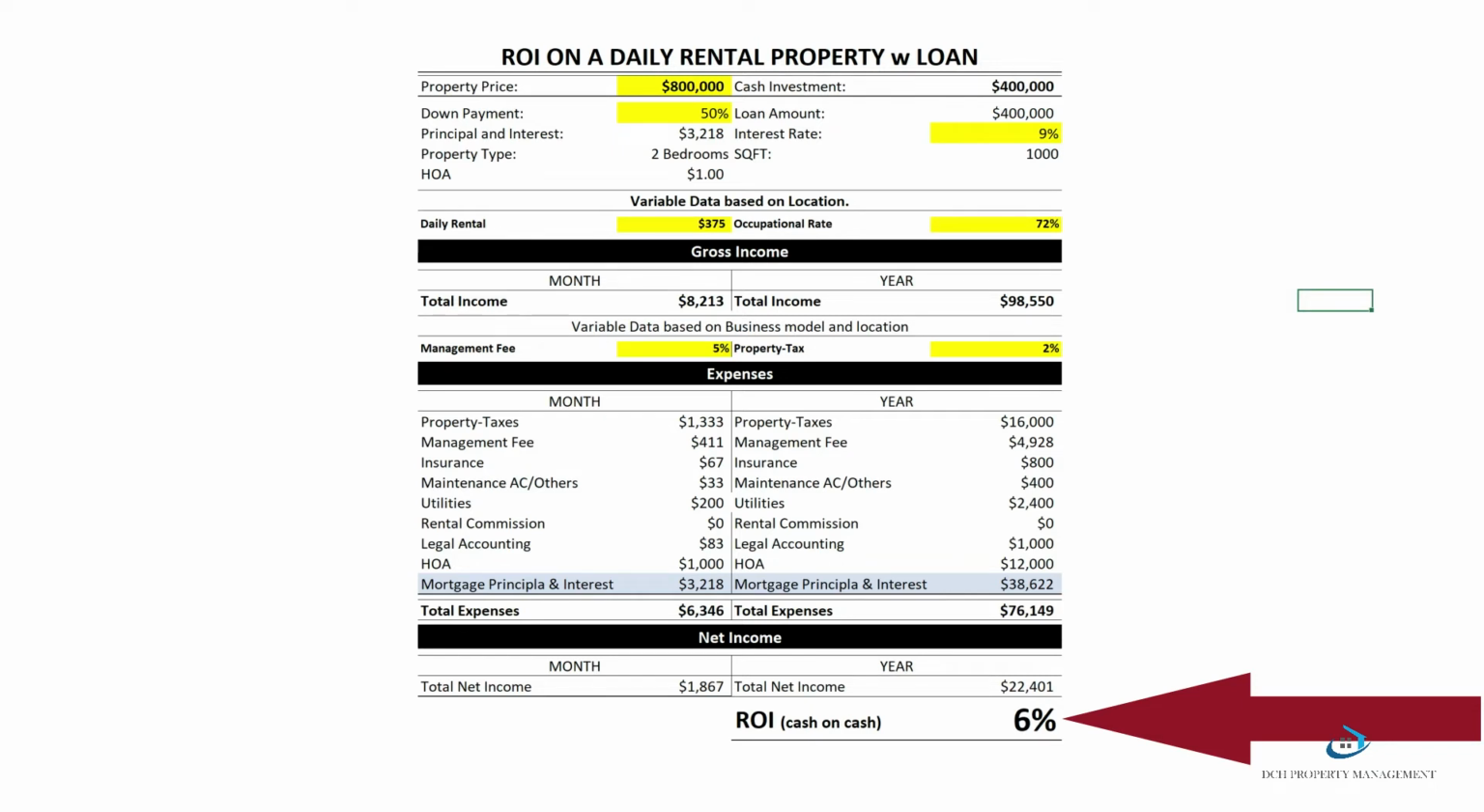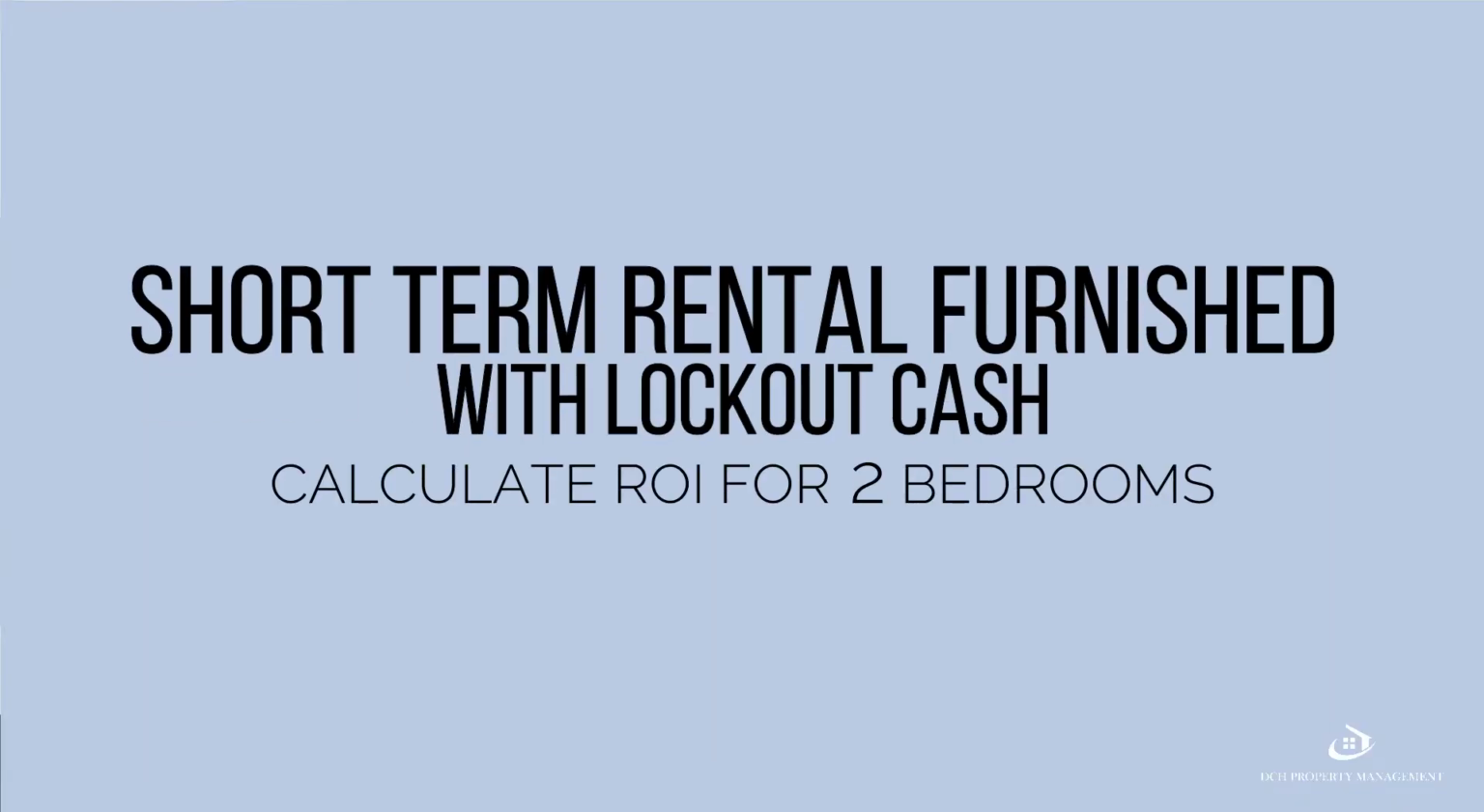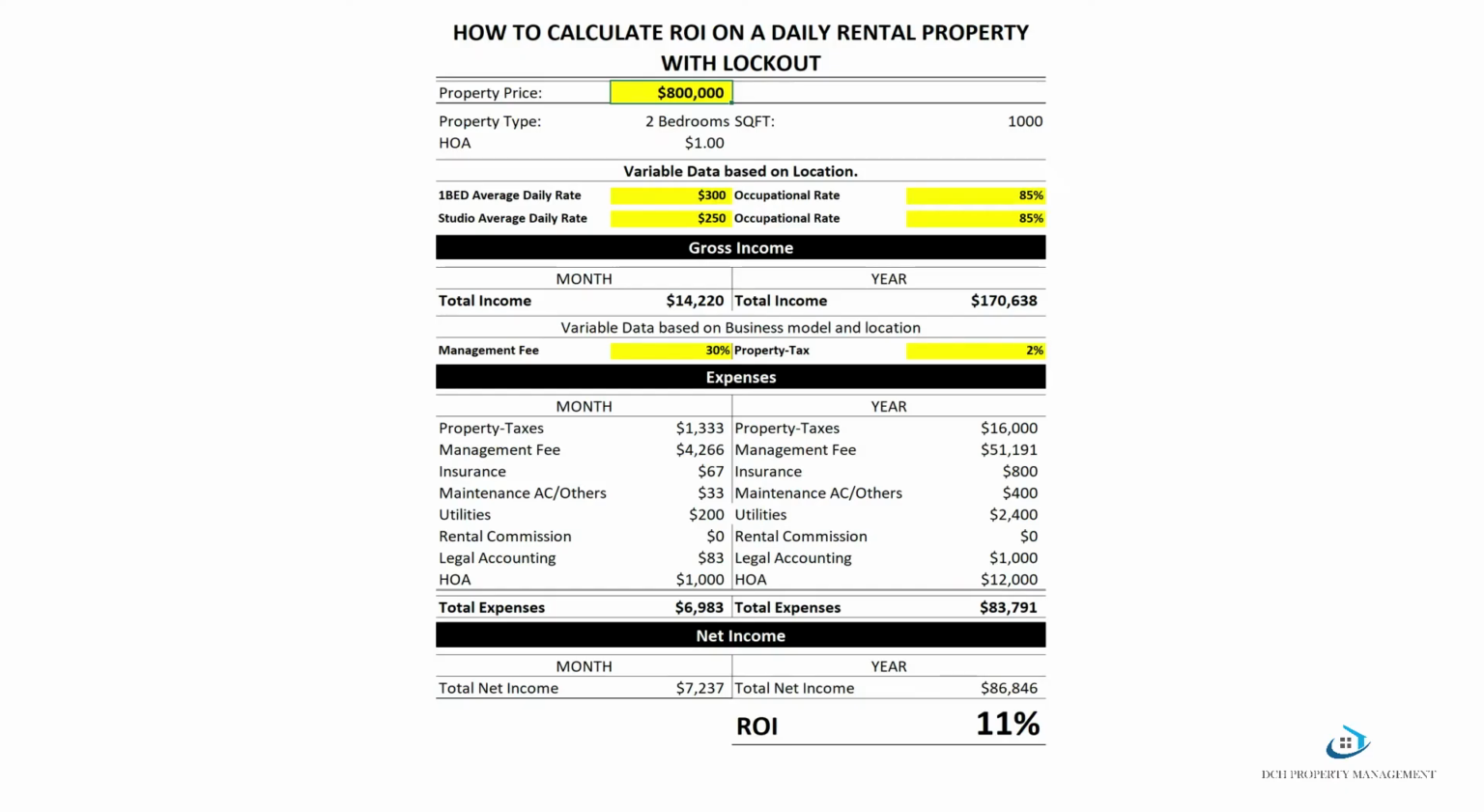Now, we are going to review a 2-bedroom short-term rental with lockout option. Short-term rental furnished 2 bedrooms with lockout paying cash. Now we are going to review the same scenarios as before, a 2-bedroom short-term rental, but this time with a lockout option, meaning it can be divided in 2, where you will have an option of a 2-bedroom condo, or 1-bedroom with 1 studio.